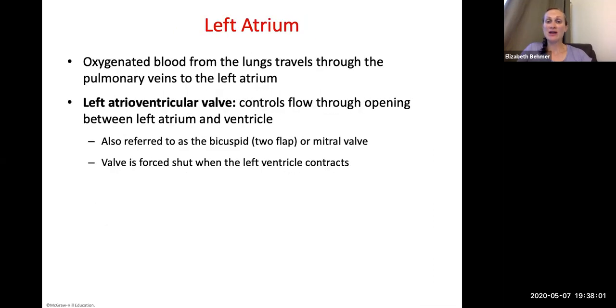Oxygenated blood from the lungs travels through the pulmonary veins back to the left atrium, and then your left atrioventricular valve controls flow from the left atrium to the ventricle. It's also known as the bicuspid or mitral valve. Bi because it has 2 flaps, and the tricuspid will have 3 flaps to it.